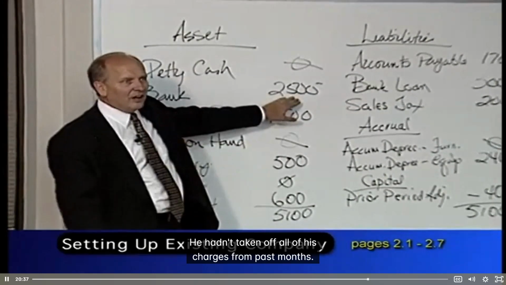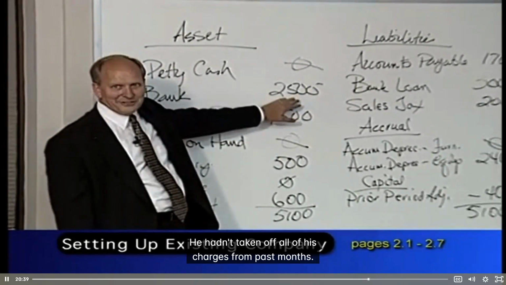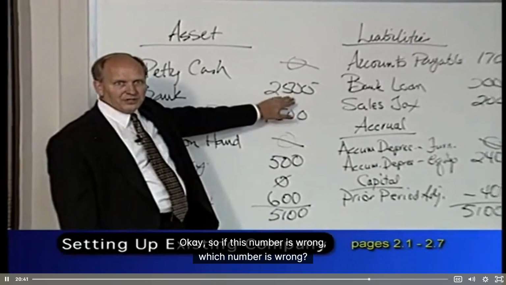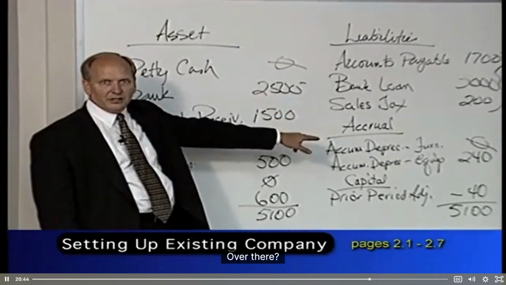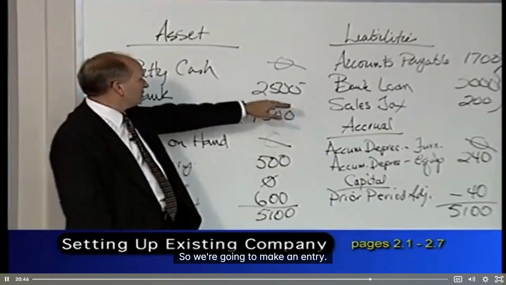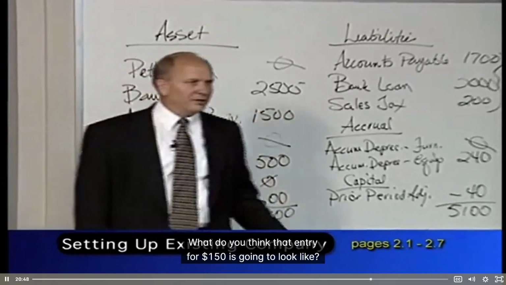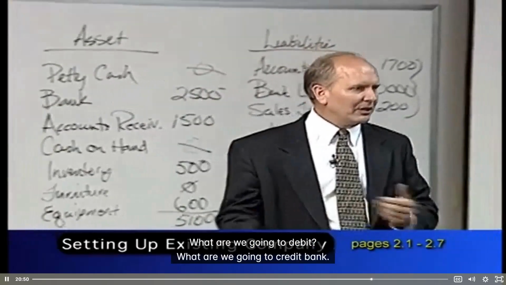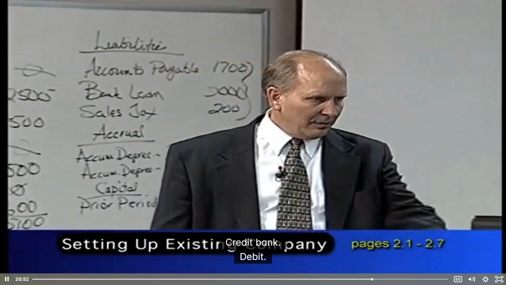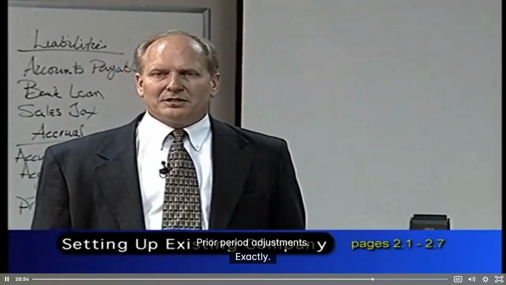He hadn't taken off all of his charges from past months. Okay? So if this number's wrong, which number's wrong over there? Prior period adjustment. So we're going to make an entry. What do you think that entry for $150 is going to look like? What are we going to debit? What are we going to credit? Credit bank. Credit the bank? Debit prior period adjustments. Exactly.